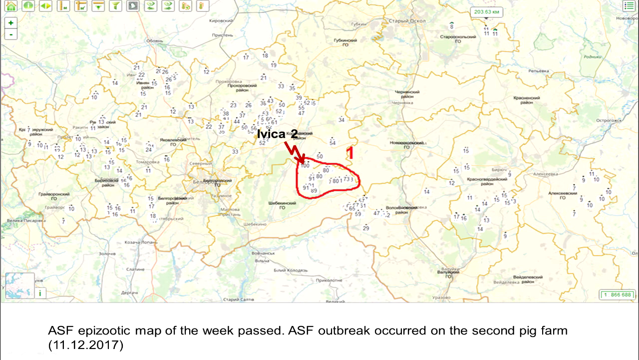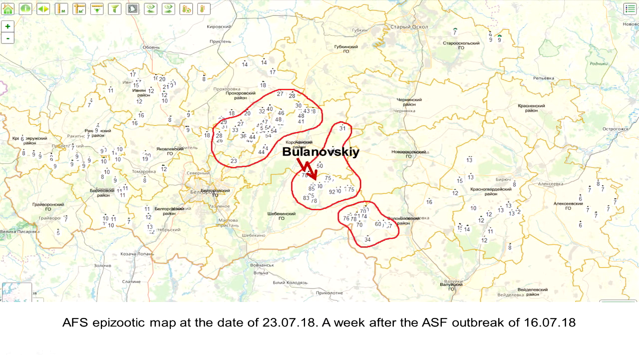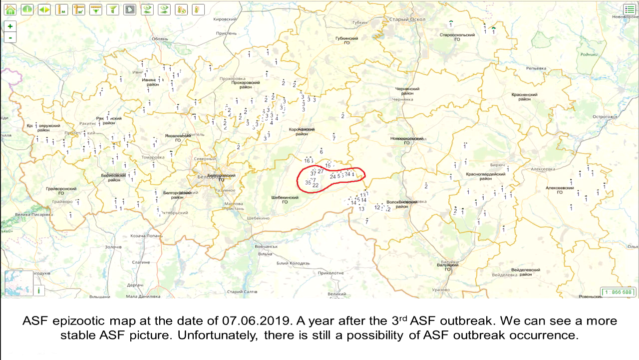The same map shows the forecast of further possible occurrence of ASF outbreaks for a given period of time. This slide shows an epizootic map with 2 zones of increased ASF probability. Indeed, 1 week later, an outbreak occurred in one of these zones, on the Bulanovsky pig farm. On the same epizootic map, we can see 3 zones with increased ASF probability. We can see that in the areas where there were ASF outbreaks earlier, there were none of them a layer later. It was due to our system of ASF spread probability.